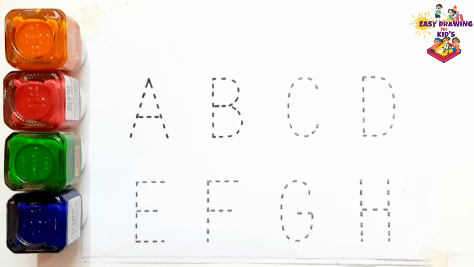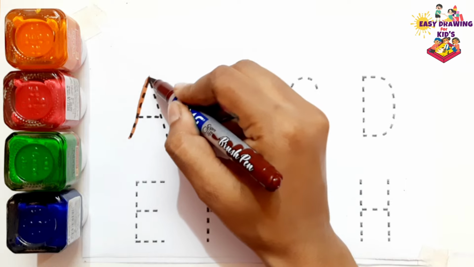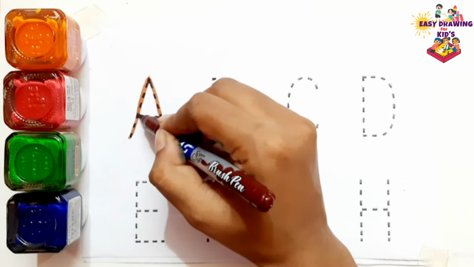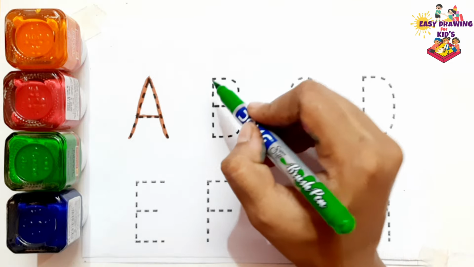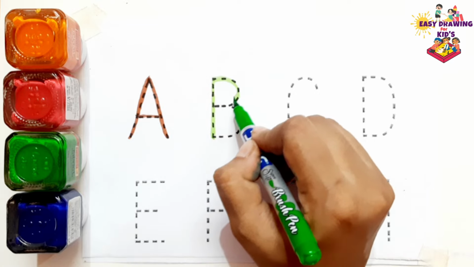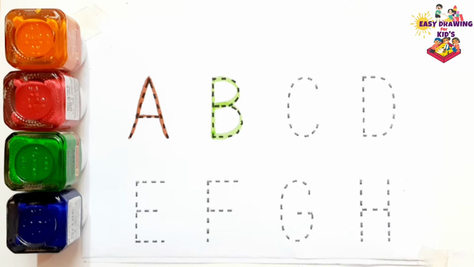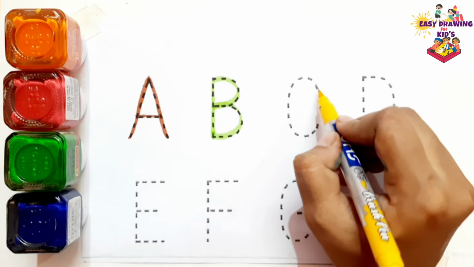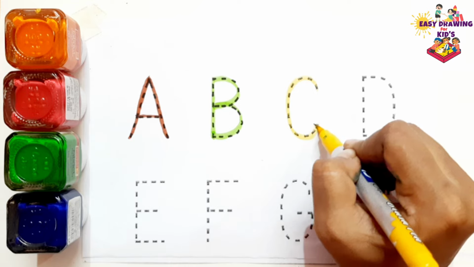Let's learn some alphabets. A. A for apple. B. B for ball. C. C for cat.